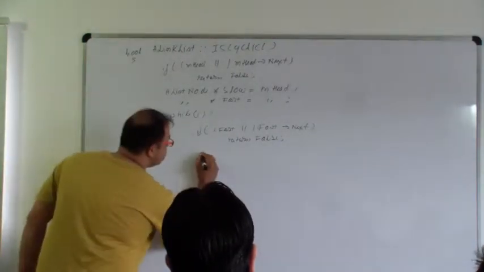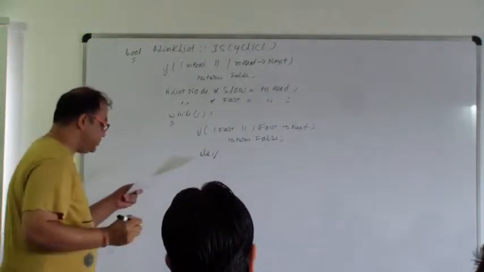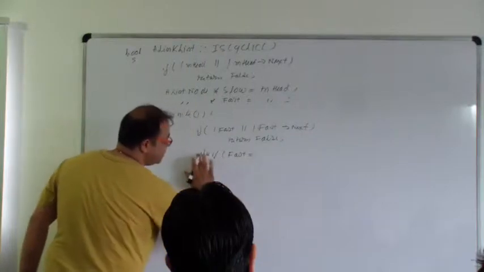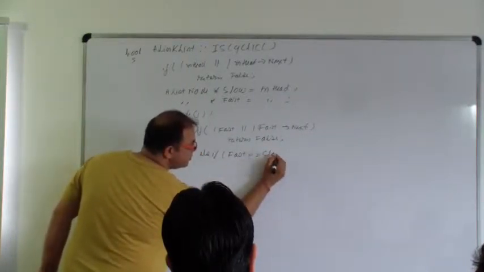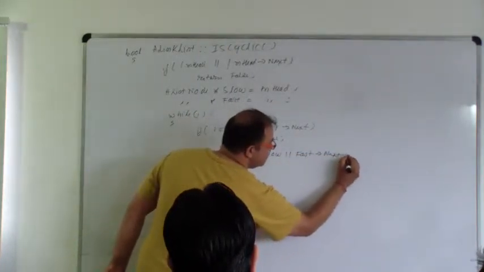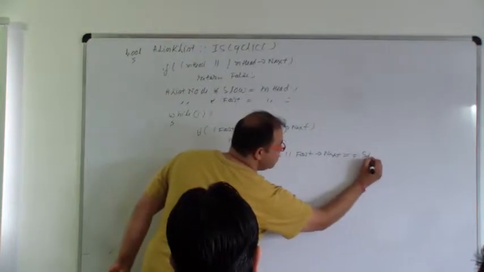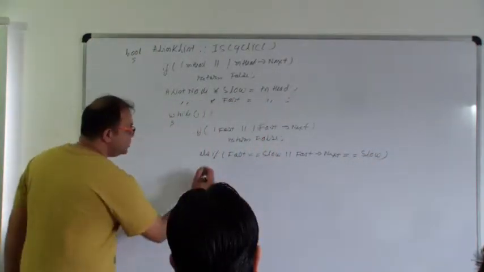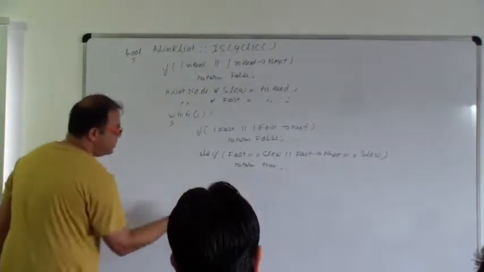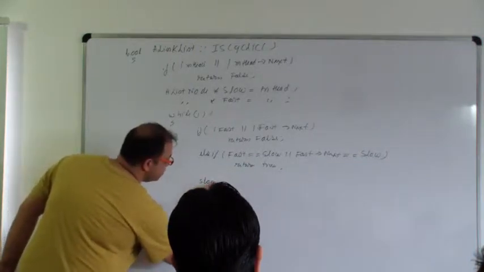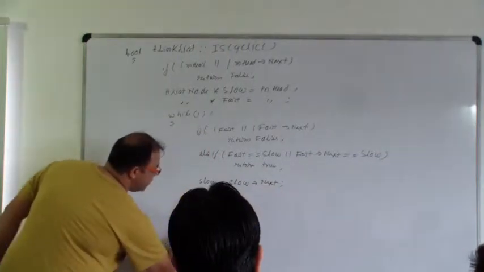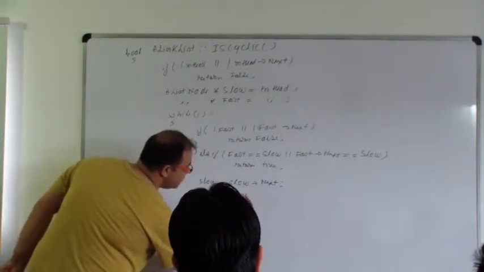Otherwise, else if fast is equal to slow, or fast arrow next is equal to slow, in both of these cases, return true. Otherwise, we will do slow is equal to slow arrow next, fast is equal to fast arrow next.